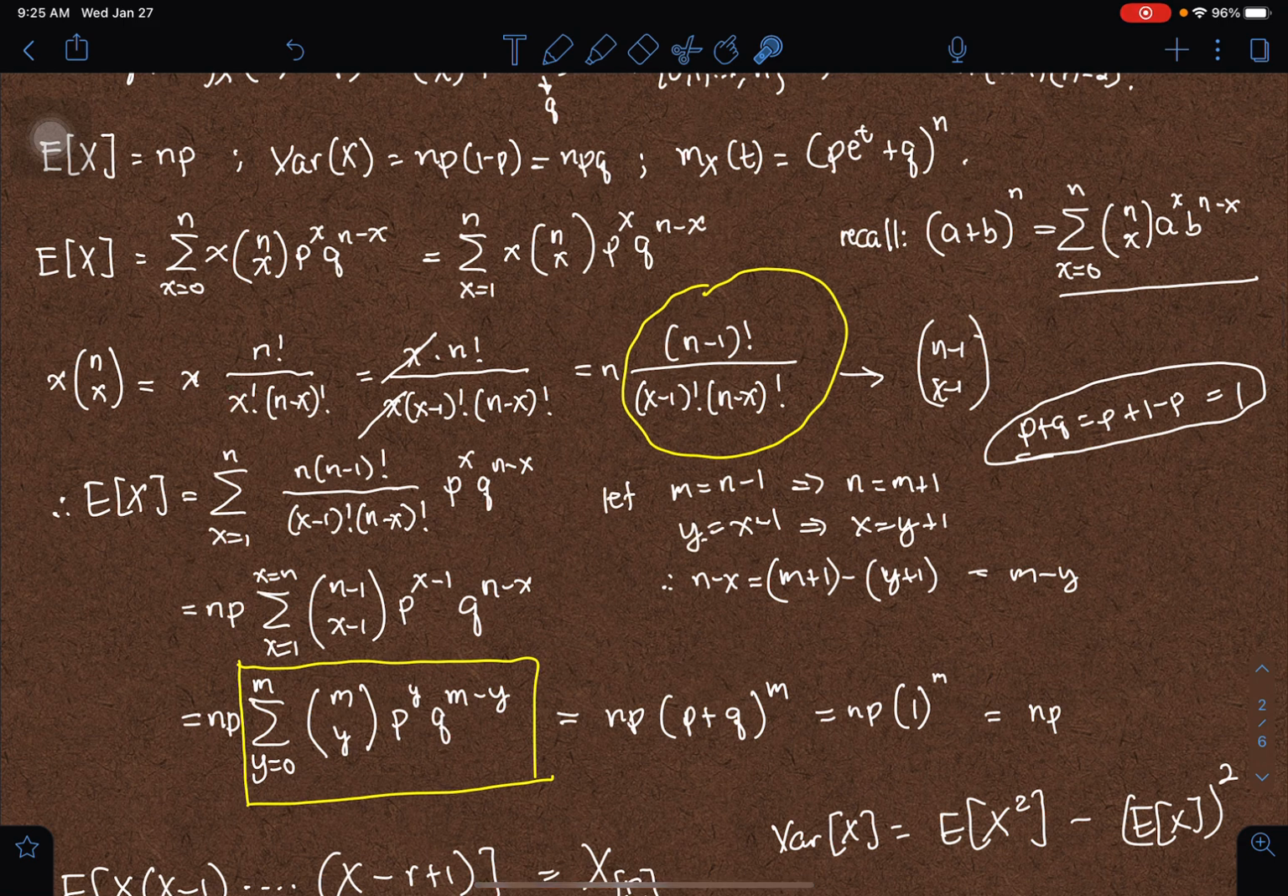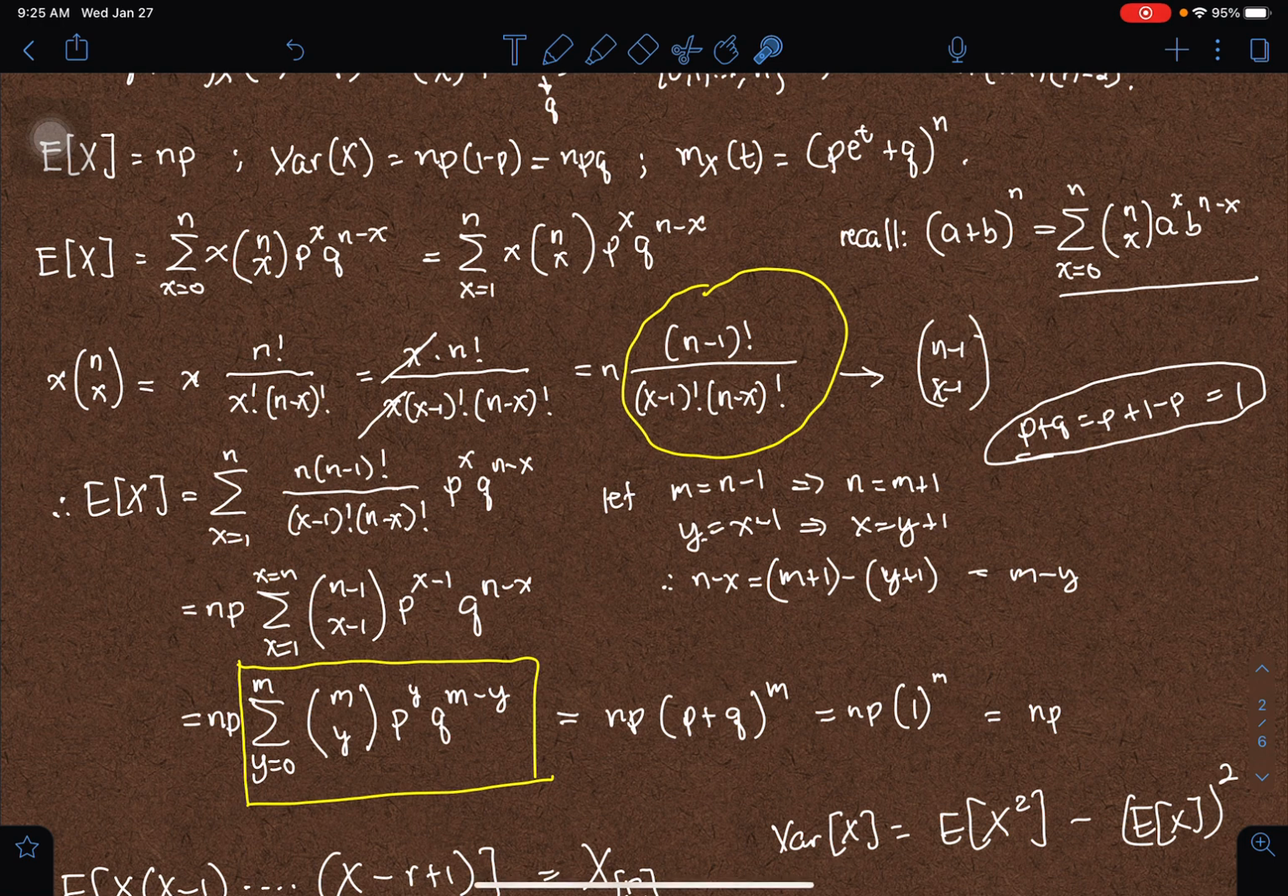So for this x factorial in the denominator, we write that into x times x minus 1 factorial, so that we can divide x. We can just divide that x because we know that x is non-zero. Okay? So we get n factorial over x minus 1 factorial times n minus x factorial. But we will also factor out n here. So we write that into n times n minus 1 factorial. And this expression right here is just equal to n minus 1 taken x minus 1.